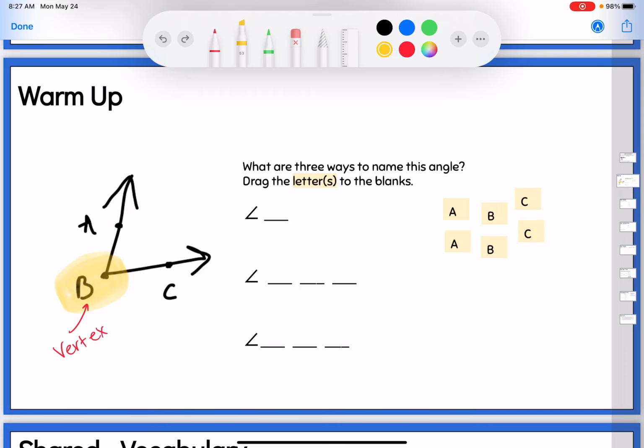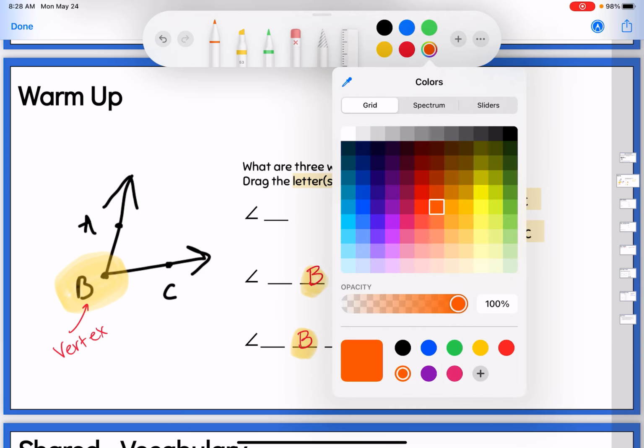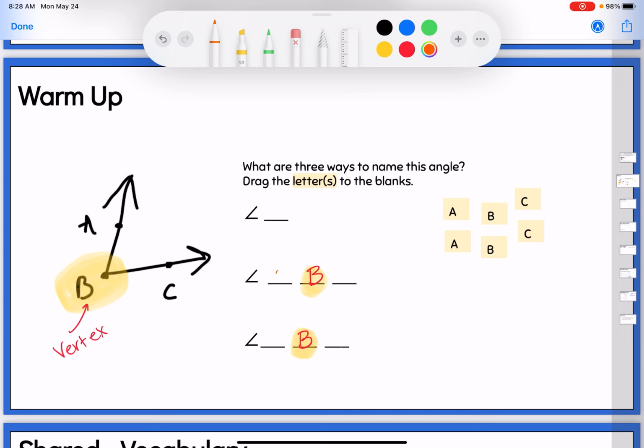So since B is the vertex, then when I name this using the 3 letters, the B has to be in the middle. So that middle letter is always my vertex letter. So that B has to go here. So if I use 3 letters, I could start up here at the A and name it A, B, C, right? That could work. Or I could start down here at the C and go backwards, and I could name this angle CBA.